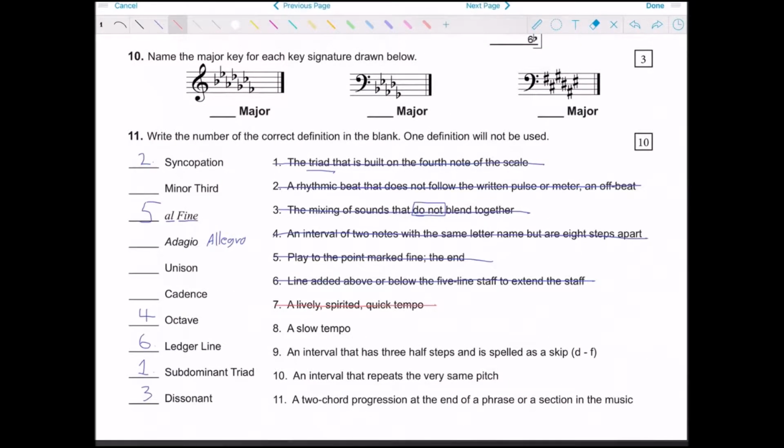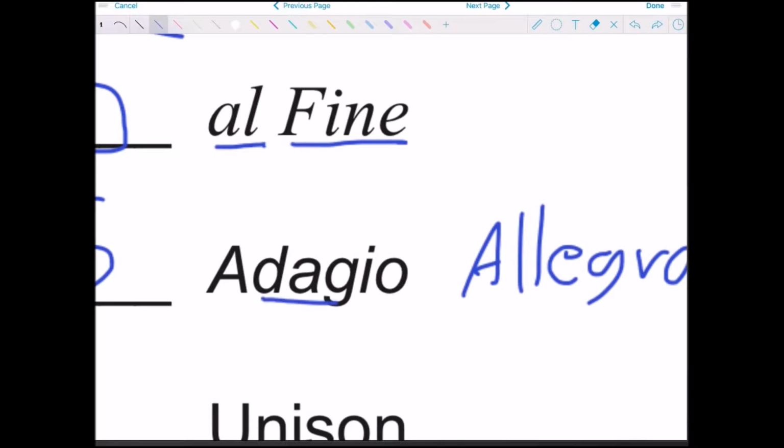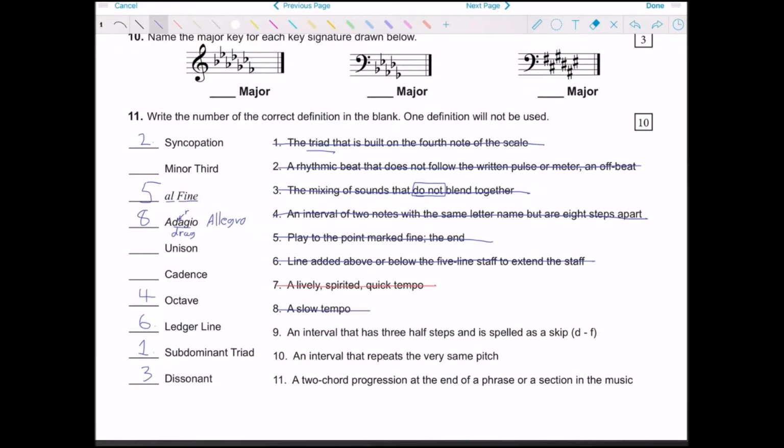Alright, number 8. A slow tempo. A slow tempo, that is adagio. Whenever you see adagio, just think D-A-G, D-R-A-G, adagio. Just kind of insert an R right there to make the word drag, like you're dragging your feet. A slow tempo.